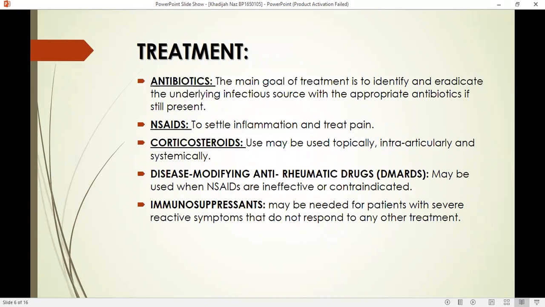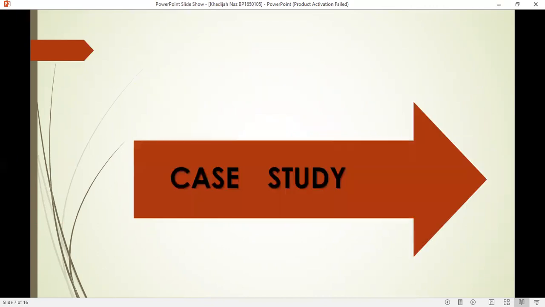Treatment. We start our treatment with antibiotics to treat the comorbidities such as conjunctivitis and urethritis, and then we give NSAIDs to settle the inflammation and treat the pain of joints. We can also give corticosteroids, maybe topically, intraarticularly, and systemically. If the patient is not responding to the NSAIDs, then we will give disease-modifying anti-rheumatic drugs, that is DMARDs. And if the patient is not responding to all the above medicines, then we will go towards the immunosuppressants.